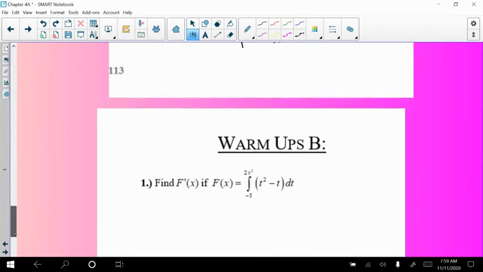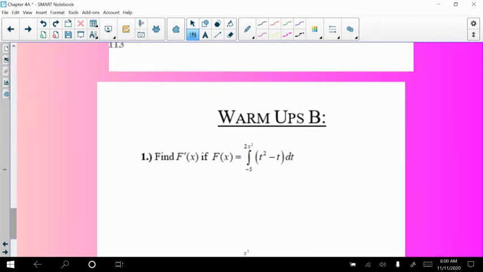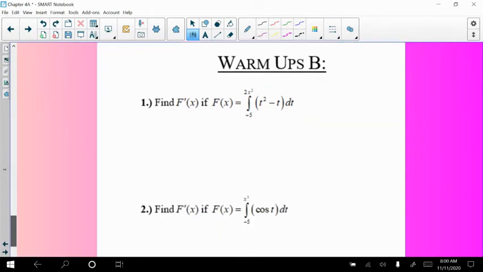Okay, so take a look here, warm up B. I think it's on the very next page. I thought I'd walk through these. Oh, no, actually, it's a little bit farther. It's on page 116. So on page 116, let's just look at warm up B. Let's just follow along with me just to make sure that this second fundamental theorem makes sense.